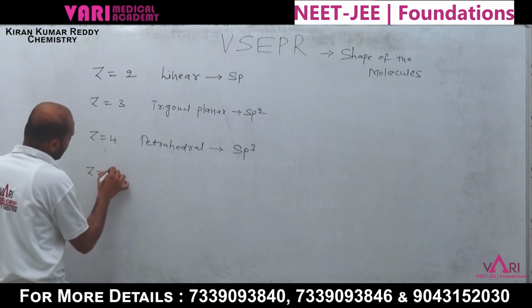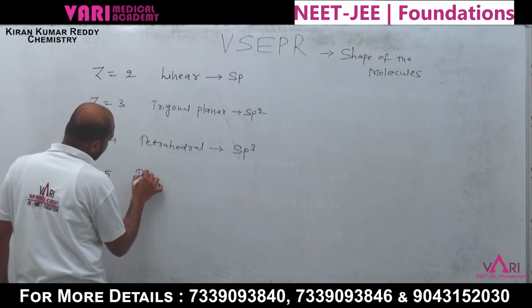Z is equal to 5, hybridization, now trigonal bipyramidal.